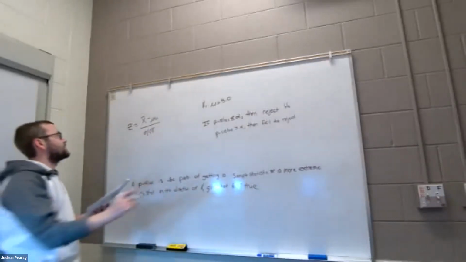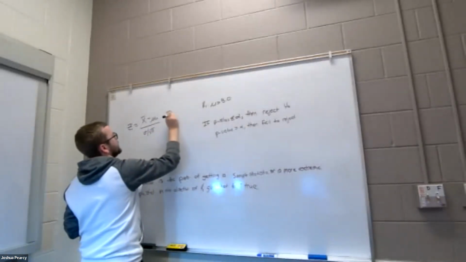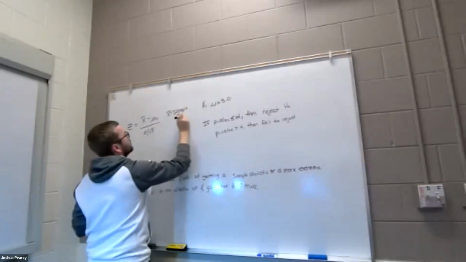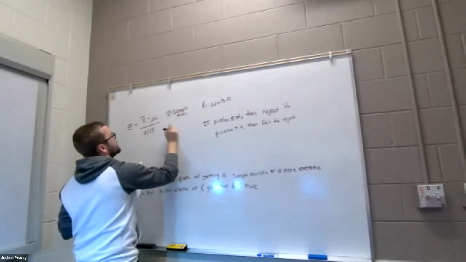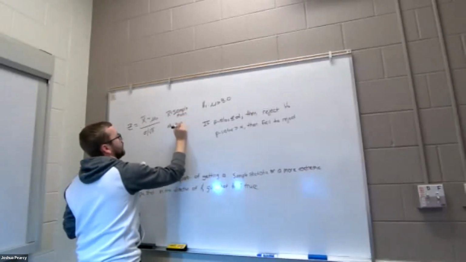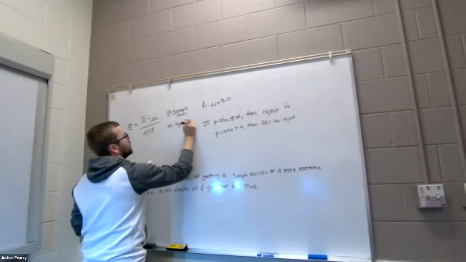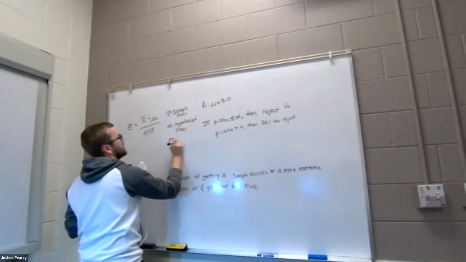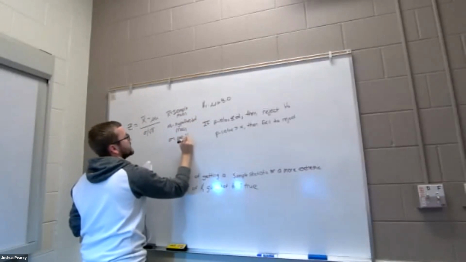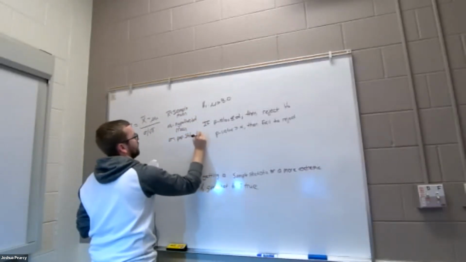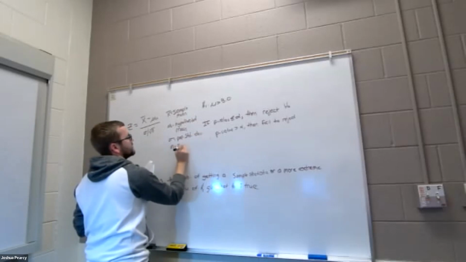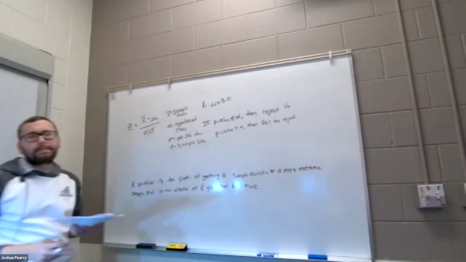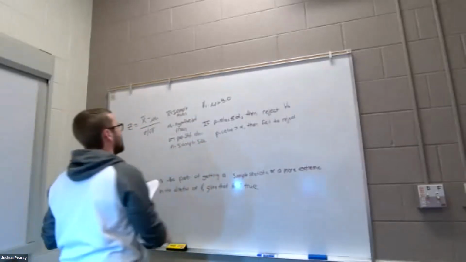And I guess I'll write what each piece is here. In this case, x bar is the sample mean. Mu naught is the hypothesized mean. Sigma is the population standard deviation. N is the sample size.